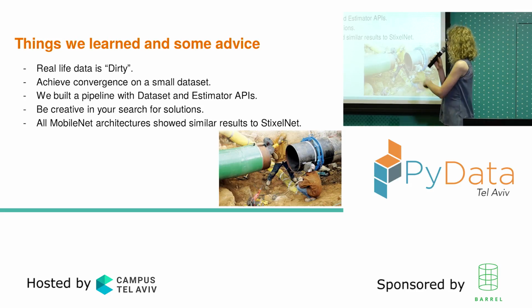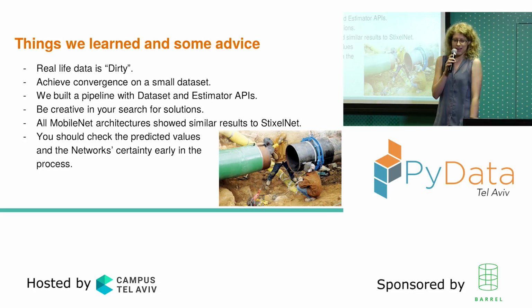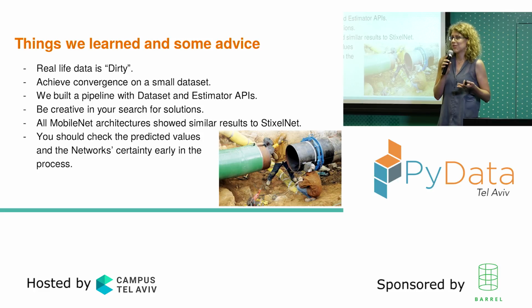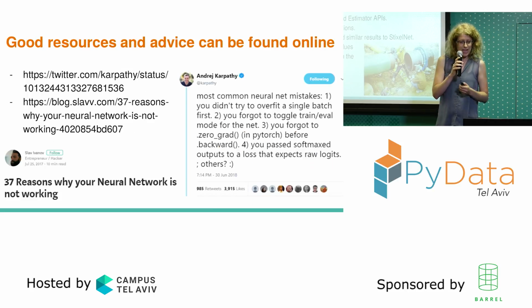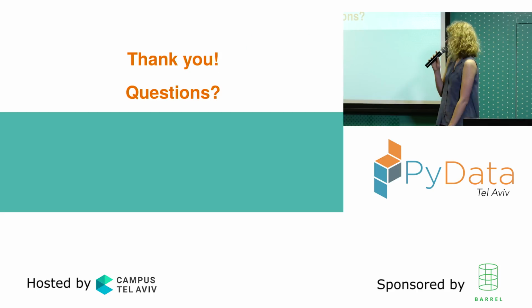Also we saw in the results that the mobile architectures showed similar results, and we had about 10% of the parameters. And also check the predicted values and the network certainty along the way. It's really important to see that your network actually learned something and you're not just looking at noise that's performing for some reason a little bit better than random. And I also wanted to share two really good resources containing much advice on how to train your neural networks and avoid common mistakes. And that's it. Thank you very much.